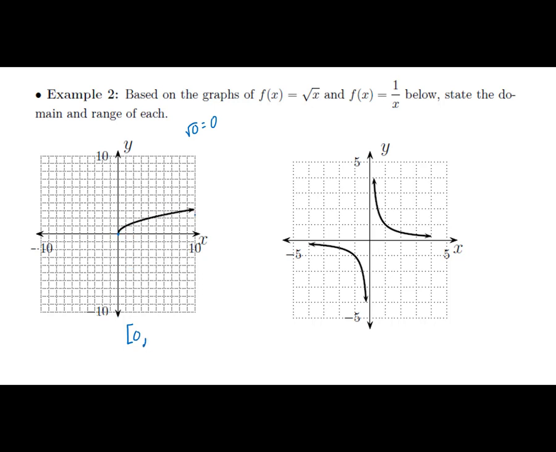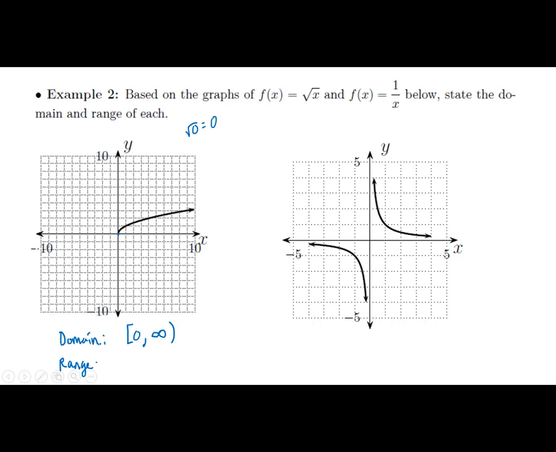But then we've got this arrow here, right? So it just goes on forever and ever. No matter how far I go in the x, I'll always be able to find a spot on this graph. So I'll go up to infinity and, of course, use my parenthesis for the infinity. All right, so there's my domain. Okay, and then my range.